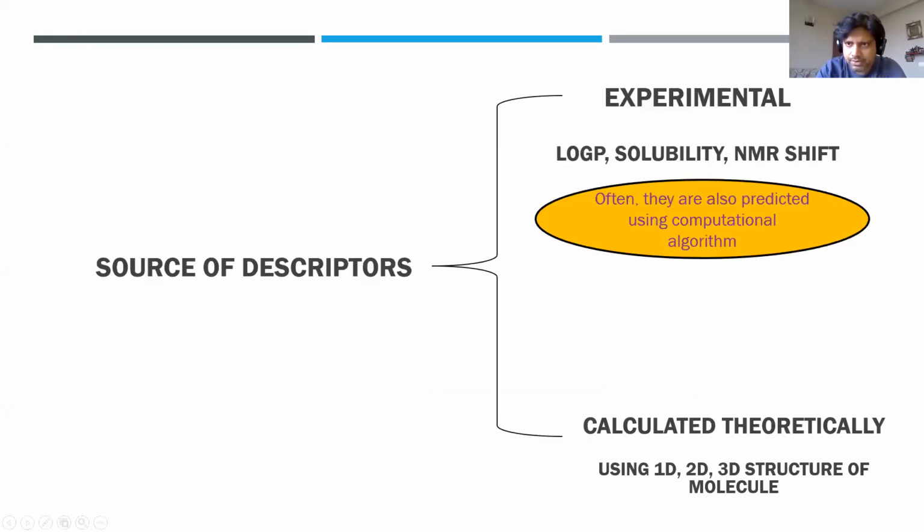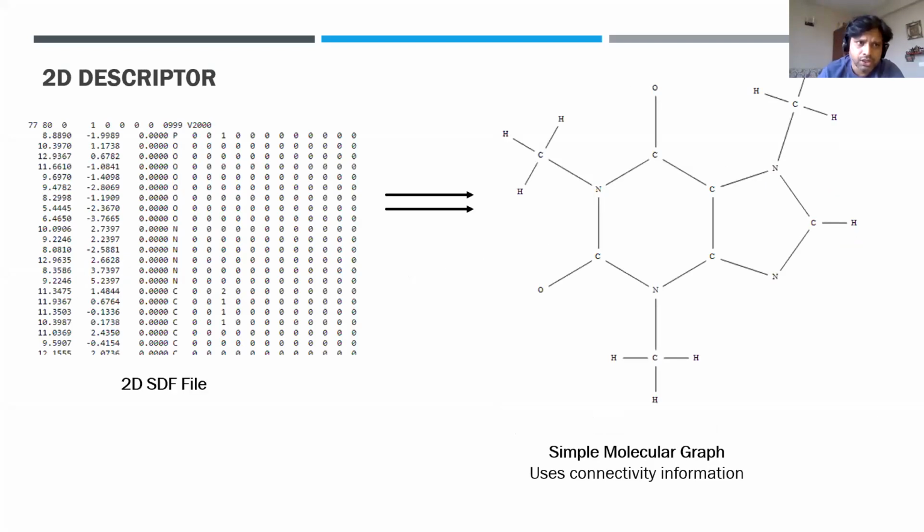As for the source of the descriptors, one is experimental, of course. If we have experimental information like log P, solubility, or NMR shift, you can take it from a database or from the literature and just do a curation. The other way is to calculate it theoretically using some program. So these are the two ways of obtaining descriptors. 1D descriptors, like molecular mass or number of carbon or oxygen atoms, are very simple. You can all find them out.